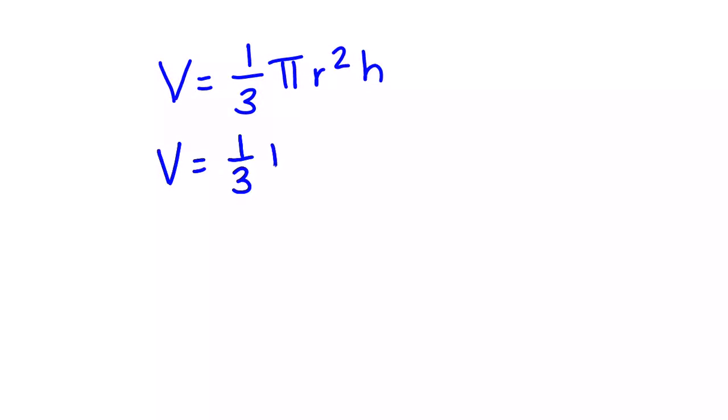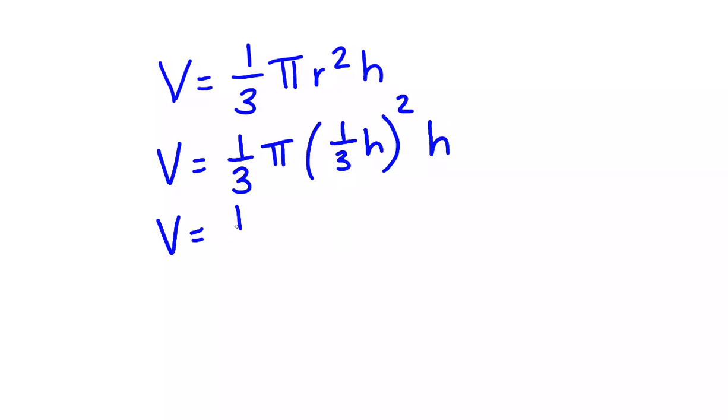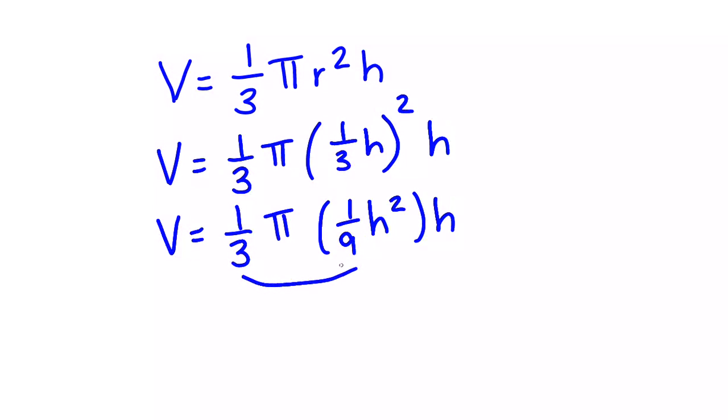V equals 1/3 pi times 1/3 H squared times H. Let's simplify that before we take the derivative. V equals 1/3 pi times 1/9 H squared times H. 3 times 9 is 27, so V equals 1/27 times pi times H cubed. Now let's take the derivative of this.